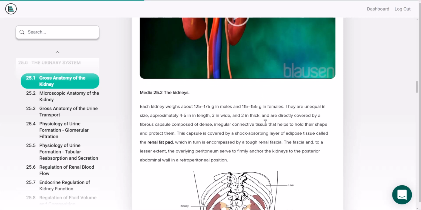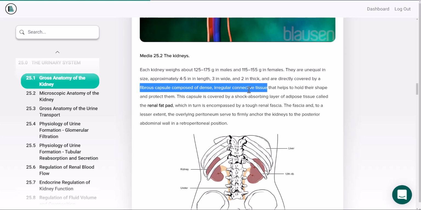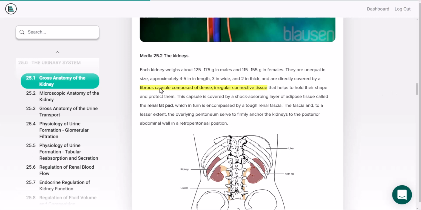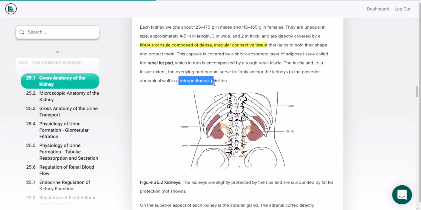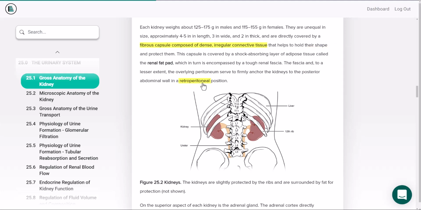The outside of the kidney is covered in a dense, irregular connective tissue shell called the fibrous capsule, and we'll see that as we go through here. It's sometimes called the renal capsule as well. And then there is a renal fat pad around it. So there's a nice layer of fat around the kidneys helping to protect them. The kidneys are considered retroperitoneal. Retroperitoneal simply means that they're behind the peritoneal membrane.